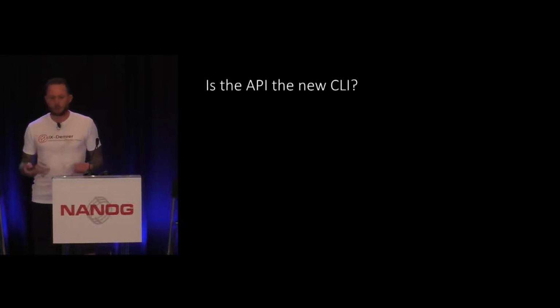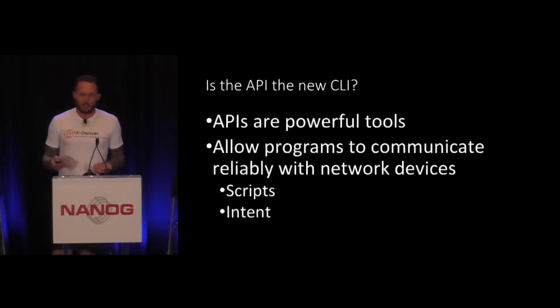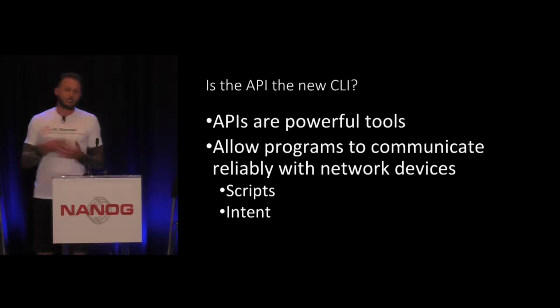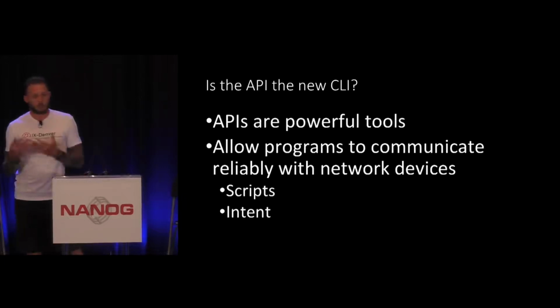So the original question was, is the API the new CLI? And I think, as we've hopefully seen, APIs are definitely powerful tools. They allow programs to communicate reliably with network devices, and this could be just scripts talking to your devices that you can write yourself. This could be full-on intent-based systems where you have a complete abstraction between you and the network, where you are interacting with some system that is then interacting with the devices through an API.